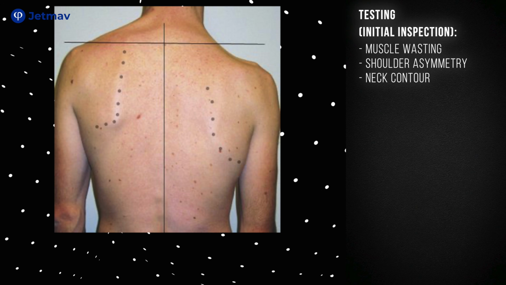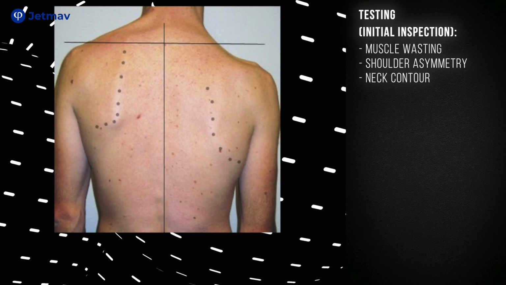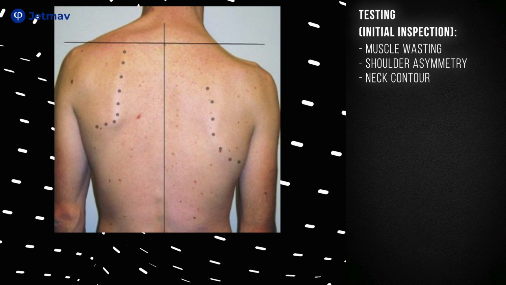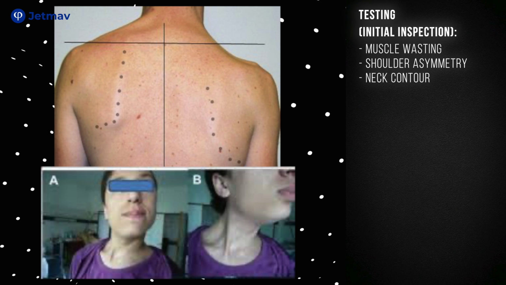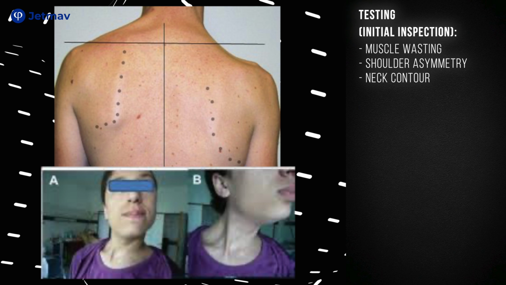Now, testing for this, we'll start with inspection. In the inspection, you will look out for muscle wasting in the trapezius, check shoulder symmetry because the affected side may drop, and check the contour of the neck. When you're done with the inspection, you test the trapezius by asking the patient to shrug their shoulder against resistance while you try to push it down as hard as possible. After that, you test the sternocleidomastoid muscle by telling the patient to turn their head against resistance. So we're going to do that now.